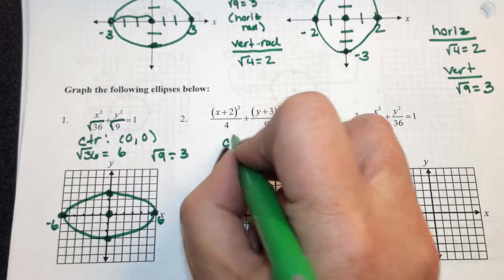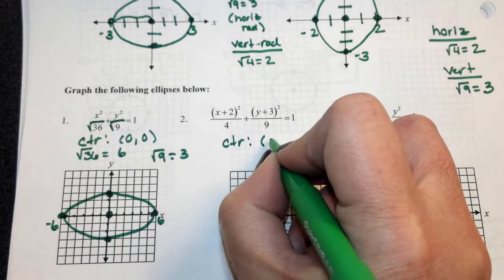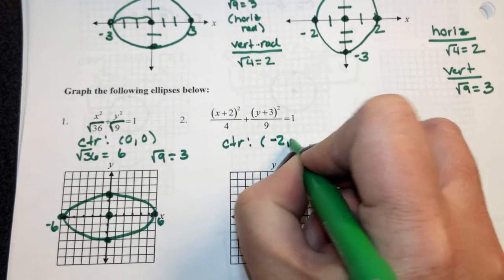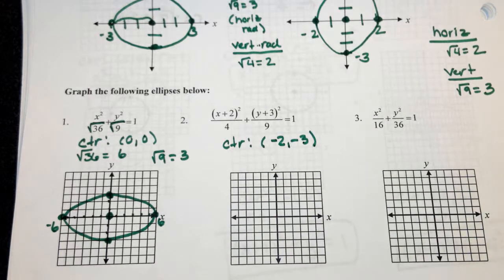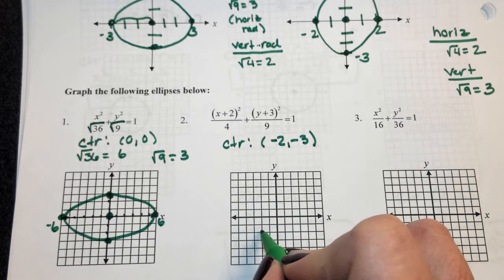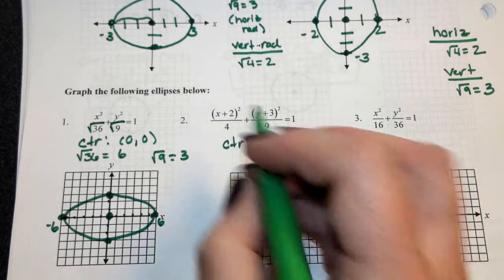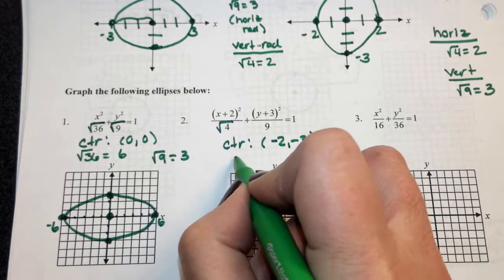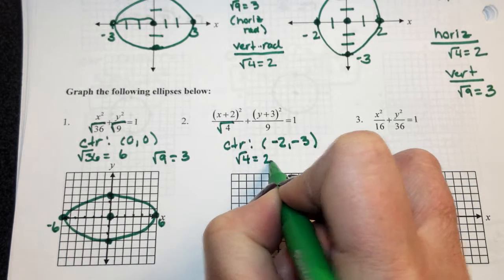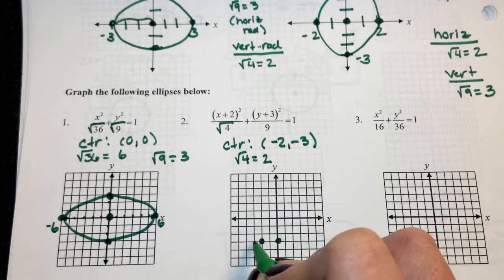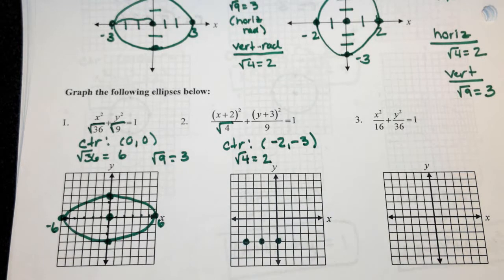What's the center in number 2? The center is -2, -3. So again, -2, -3. To find the horizontal distance, I'll take the square root of 4. The square root of 4 is 2. So I'll go 2 units to the right of the center, 2 units to the left.